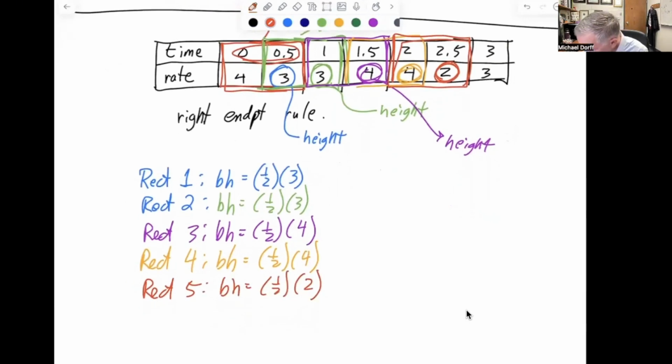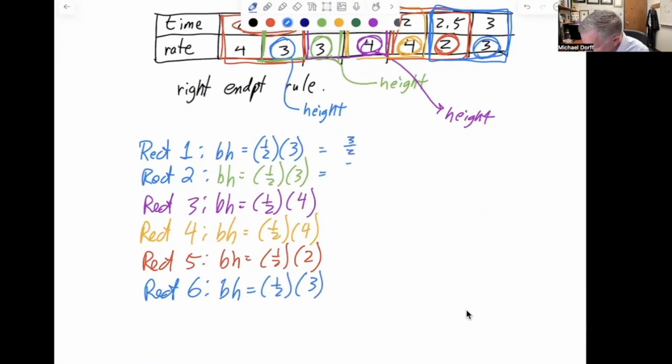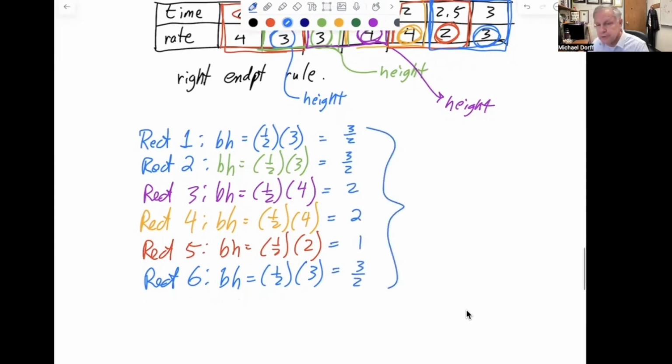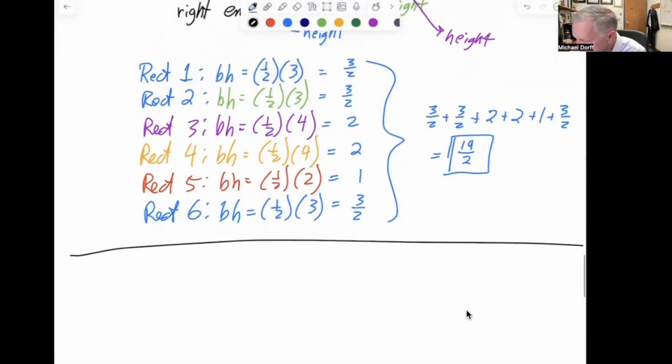And then the last one, I'll use in blue here, this one, and its base is a half and its height is 3. Okay, so just doing these all together, I get 3 halves, 3 halves, I get 2, here I get 2, here I get 1, and here I get 3 halves. And adding these all together, because we're just adding all the rectangles together, I get 3 halves plus 3 halves plus 2 plus 2 plus 1 plus 3 halves. And when I do that, I will end up with 19 halves. That's another example of how to do these integral problems as an approximation.